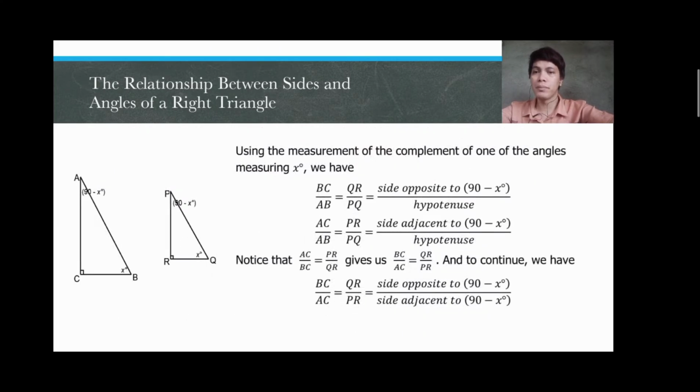Using the measurement of the complement of one of the angles measuring x degrees, we have BC over AB equals QR over PQ, and that is equal to side opposite to 90 minus x degrees over hypotenuse. Next, AC over AB equals PR over PQ, and that is equal to side adjacent to 90 minus x degrees over hypotenuse. Notice that AC over BC equals PR over QR gives us BC over AC equals QR over PR. And to continue, BC over AC equals QR over PR, and that is equal to side opposite to 90 minus x degrees over side adjacent to 90 minus x degrees.